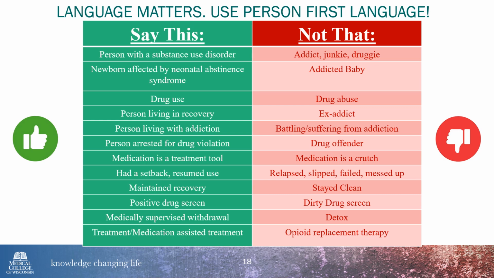One big one I like to stress is it's not a dirty urine, it's a positive drug screen. It's not a clean urine, it's a negative drug screen. Saying dirty and clean implies the drug user is dirty or clean, and that can be directly harmful to the person. So be mindful of the language that you use around patients, because that actually can affect their care. It can affect their self-confidence, can make a treatment successful or unsuccessful.